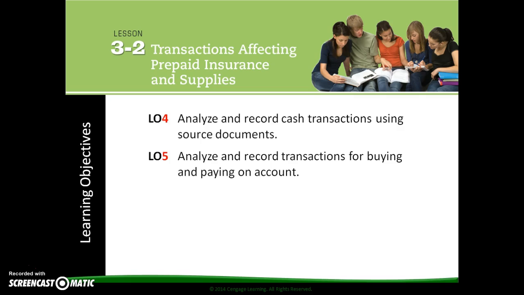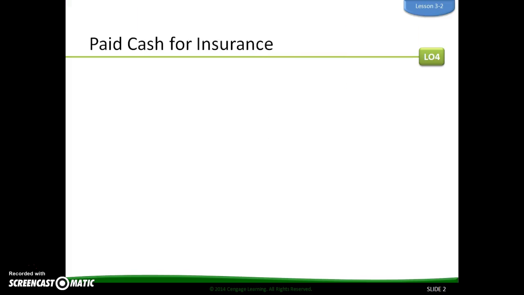on account. We want to just remember that source documents are the documents a business uses to prove that transactions or activity took place. And we want to remember that when we buy and pay on account, we have either purchased services or we have purchased materials, and we're doing that in a way that we're going to be paying for them later. So, cash paid for insurance.